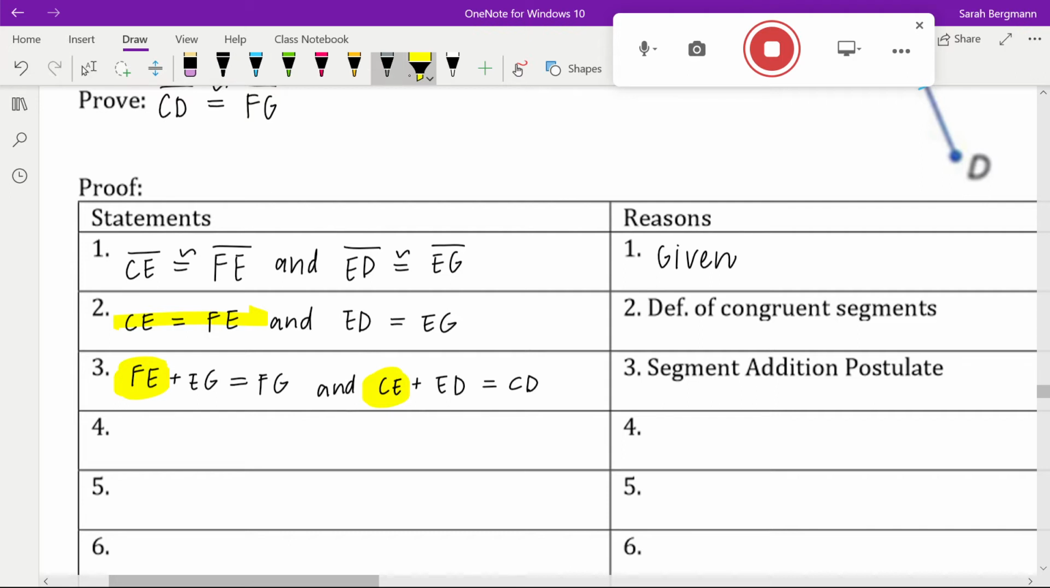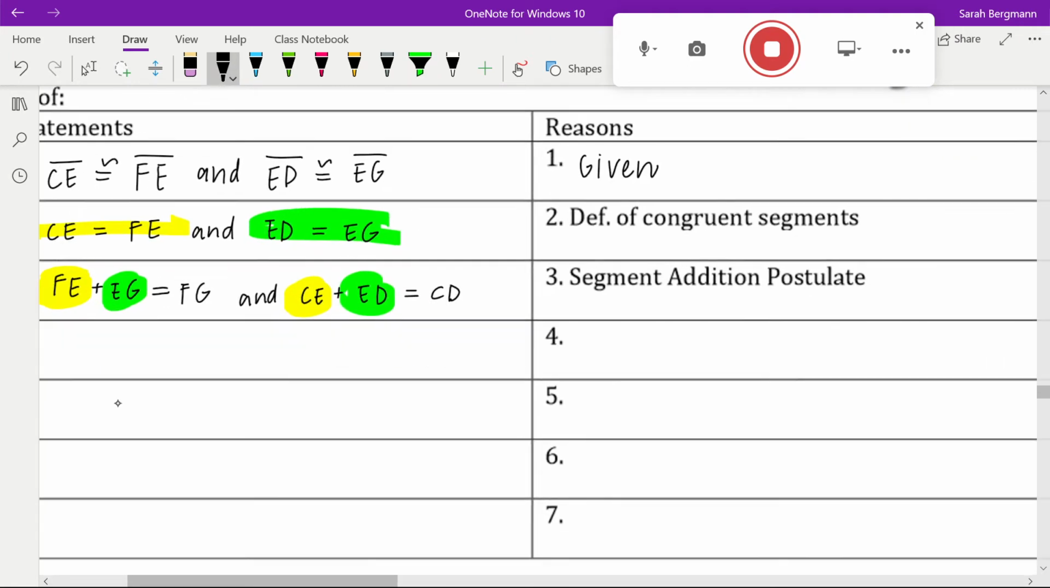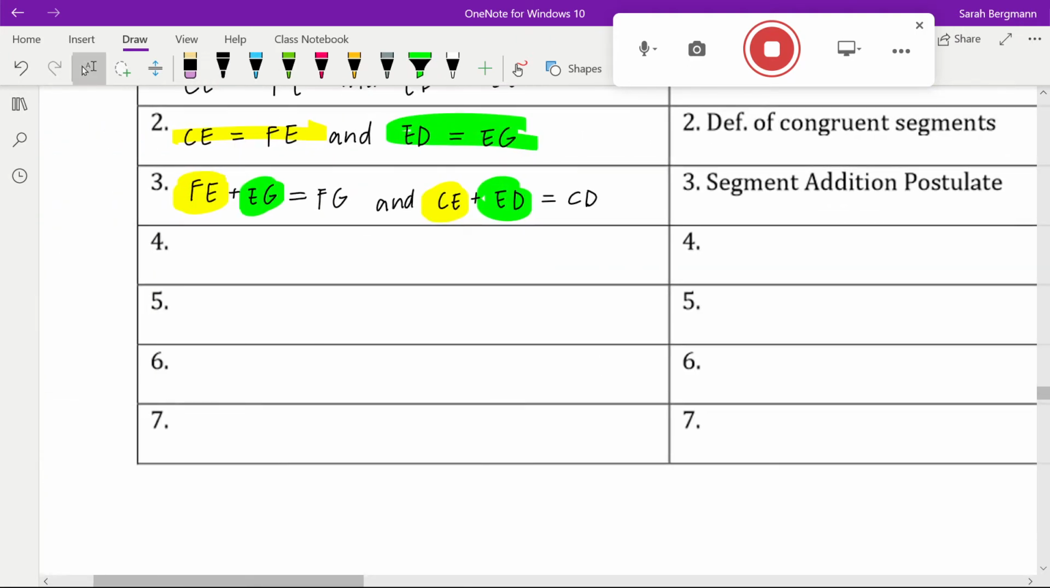I also know that EG and ED are equal based off of what I have in step 2. So if I can somehow get these two left sides to be the same, then I know that I'll be able to use transitive property or substitution somehow to get FG equal to CD. So let's work on getting these two equations to be the same on the left side.